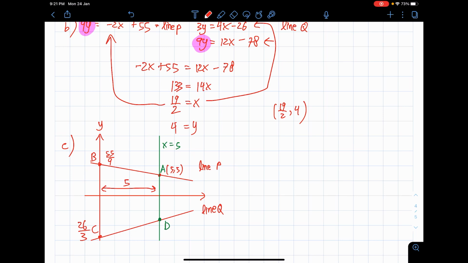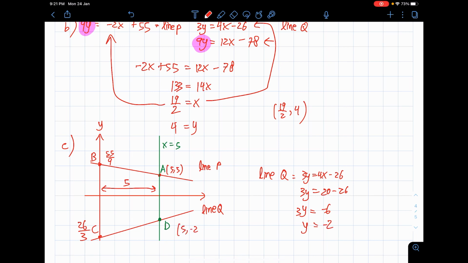And then find the area of this figure. Oh, by the way, here is actually 5, -2. They actually mentioned that. Oh wait, they didn't mention it. Okay, I actually got this answer earlier. To get this point D, I'm going back to the line of Q, which is 3y equals 4x minus 26. Sub in x equals 5, and you'll get y as -2. So this is 5, -2.